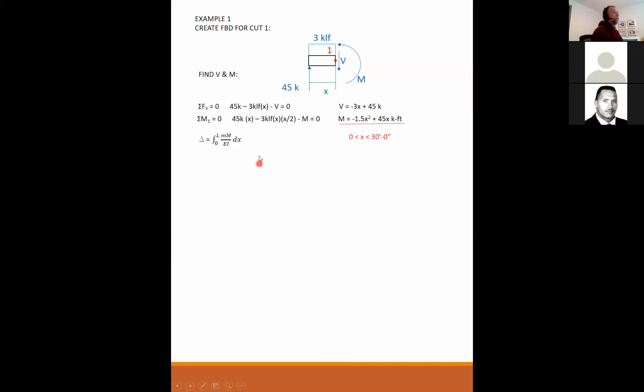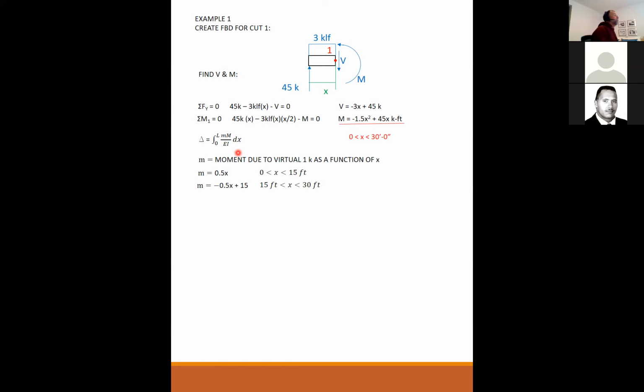Okay, so back to my equation. My deflection, the one I'm looking for, is equal to the integral from 0 to L of little m times big M over EI dx. So the little m is the moment due to the virtual load, which is 0.5x from 0 to 15, but it's minus 0.5x plus 15 from 15 to 30.